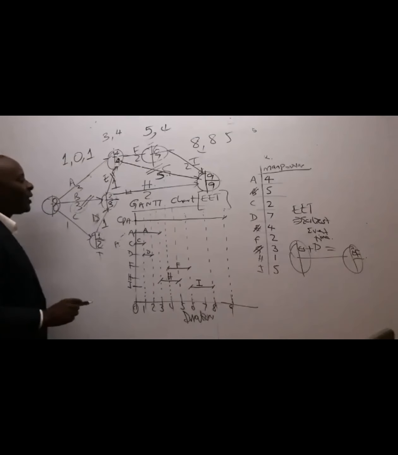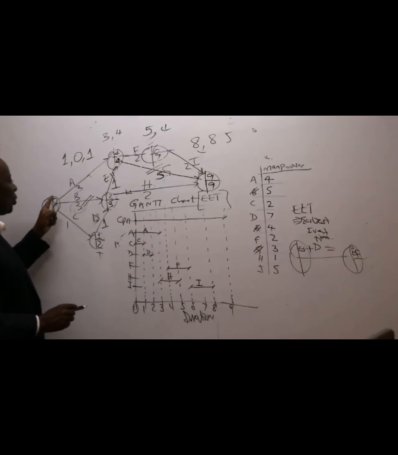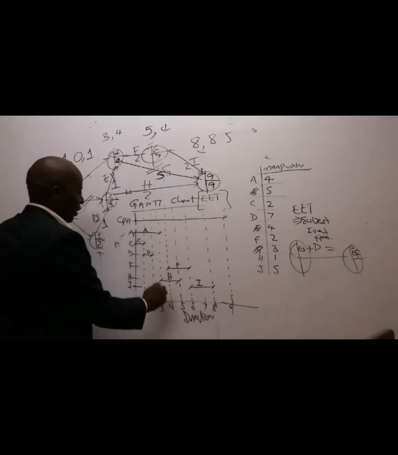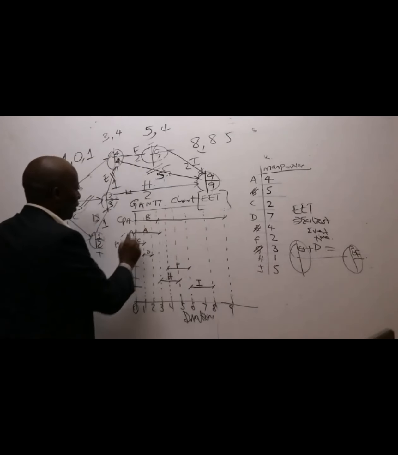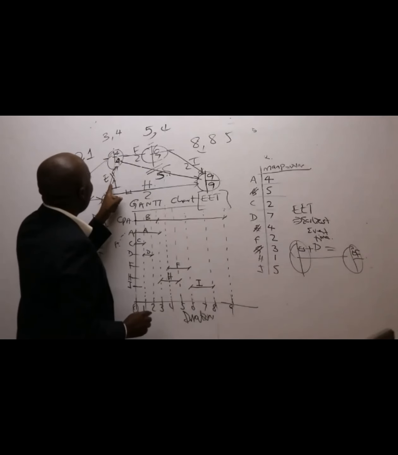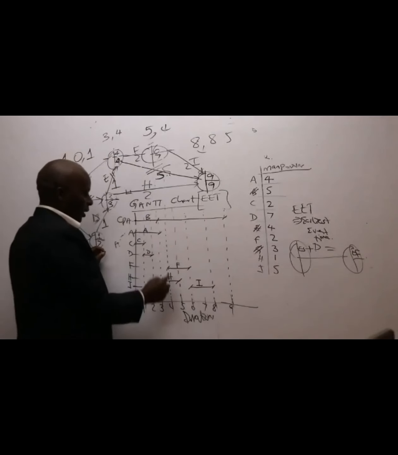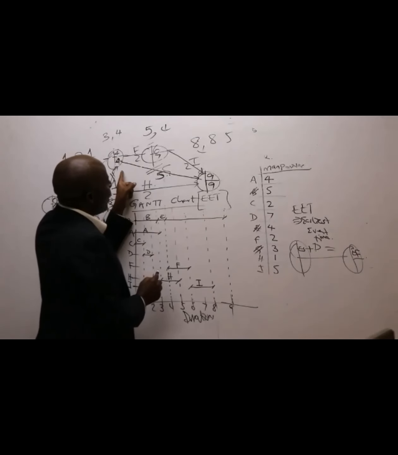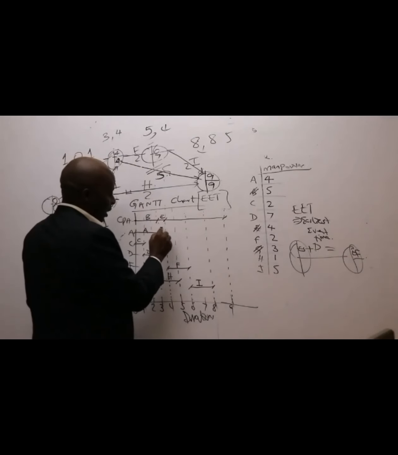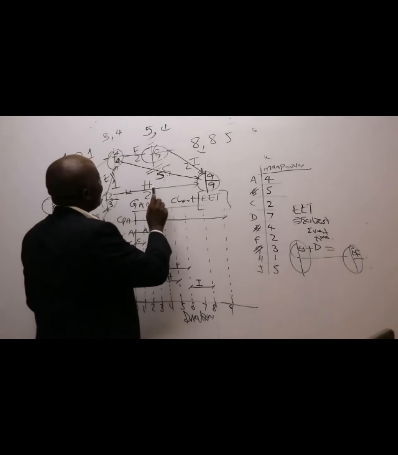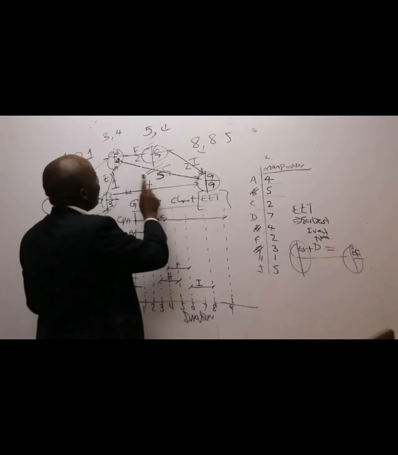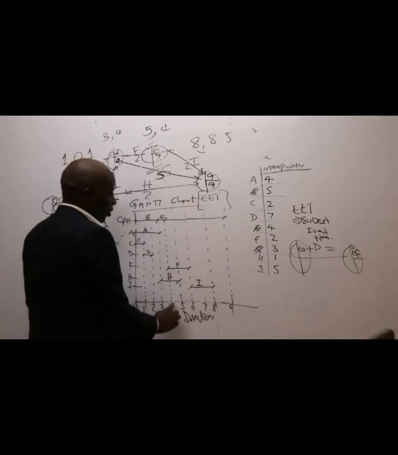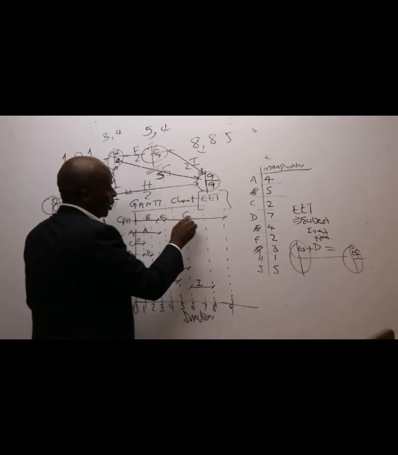Kabla uulize swali, Gantt chart ni very interesting. Angalia hapa. You know your critical activities. Like the first one is B. B is 0 to 3. 3 is this one here. So this is B. From there we have E, which is 3 to 4. This is E. From there we have G. Sorry, not F, but G. G runs from 4 to 9. So the whole of this is G, like that.